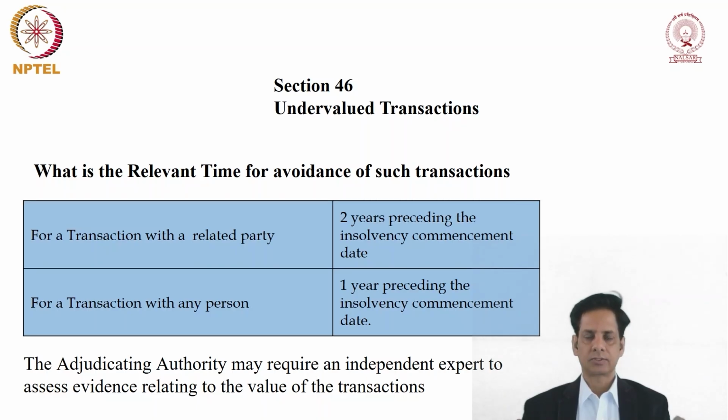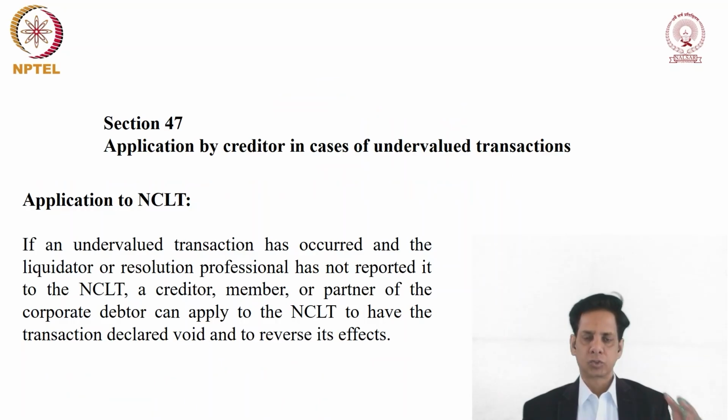Hence, the section itself provides that in case of doubt, adjudicating authorities can take the view of an expert to understand whether the transaction is undervalued or not. If I have decided for myself as a liquidator or a resolution professional that the transaction is actually an undervalued transaction, what should I do? Or if the creditor has realized that there is an undervalued transaction which is not realized by the resolution professional or liquidator, these are the circumstances, right?